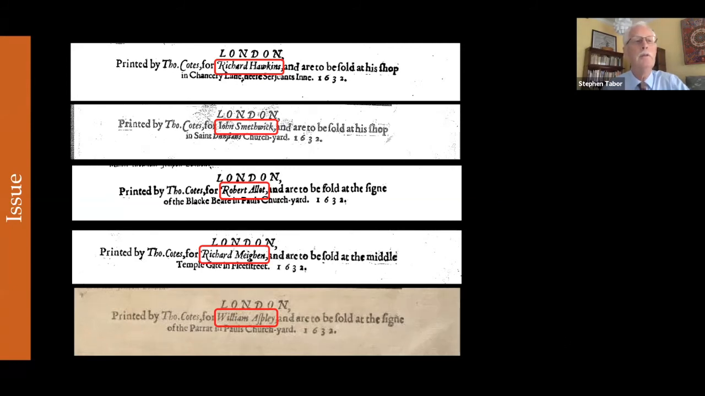We would call these different issues of the second edition, though the alterations took place during printing. They're regarded as issues because the changes are major ones reflecting different distribution arrangements. In cases like this, I prefer to use the term imprint variants, which tells you exactly what's going on.